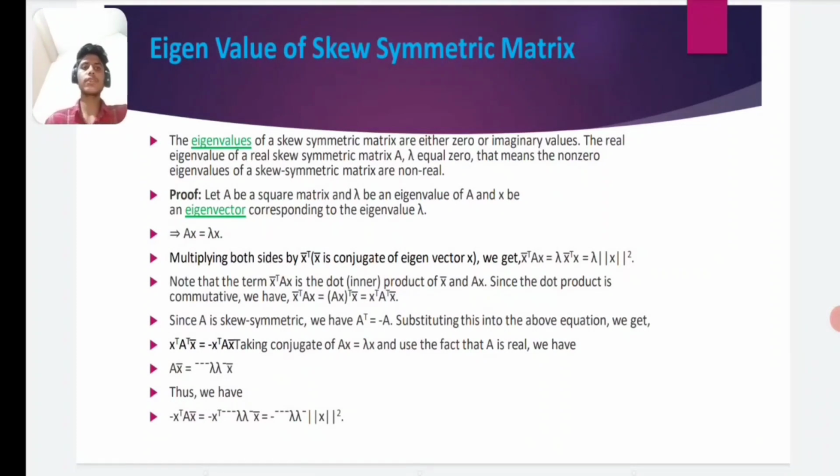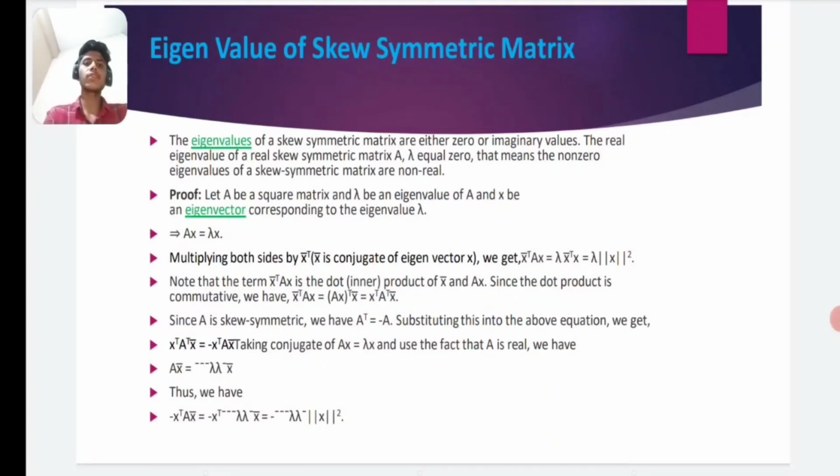Eigenvalues of skew symmetric matrix. The eigenvalues of a skew symmetric matrix are either 0 or imaginary values. The real eigenvalue of a real skew symmetric matrix A is lambda equals 0. That means the non-zero eigenvalues of a skew symmetric matrix are non-real.